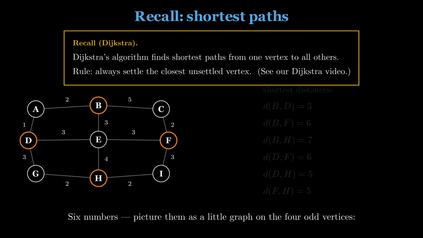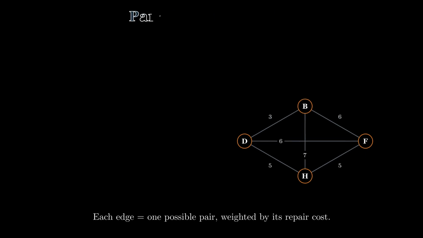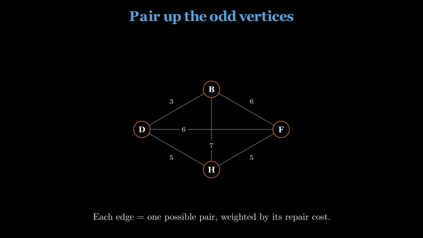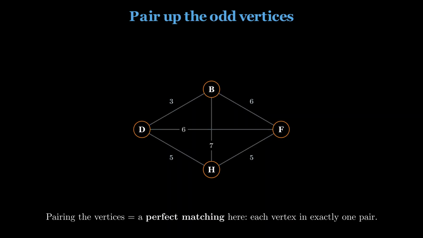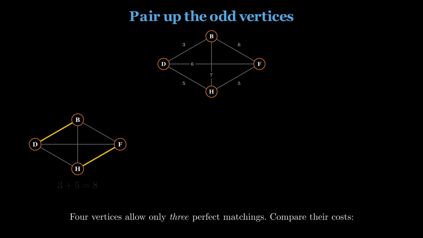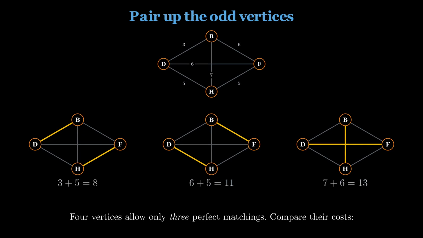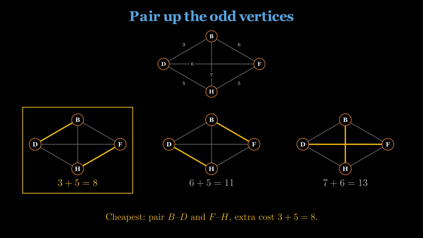Now forget the streets for a moment, and picture just the 4 odd vertices joined by these 6 numbers. In this little helper graph, each edge is one possible pair, weighted by its repair cost. Pairing up the vertices means choosing edges so that each vertex lies in exactly one pair. In other words, a perfect matching. With 4 vertices, there are only 3 perfect matchings, so we can simply compare their costs. The cheapest one pairs B with D and F with H at a total extra cost of 8.